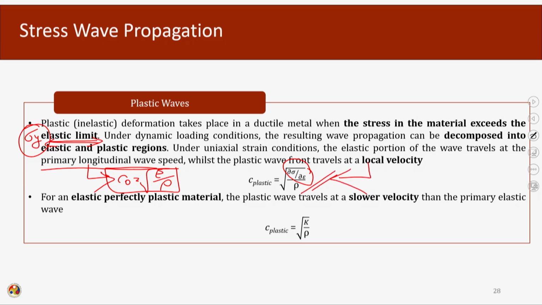For an elastic perfectly plastic material, the plastic wave travels at a slower velocity than the primary elastic wave, and that will be given by this equation.